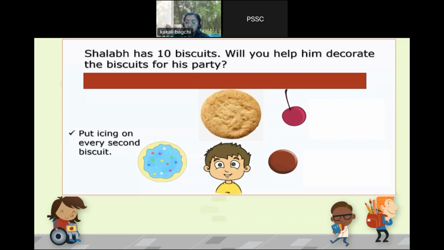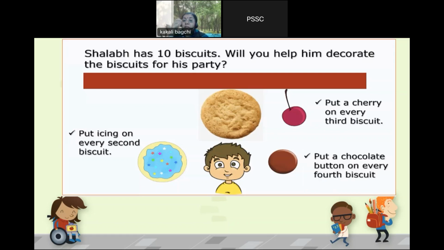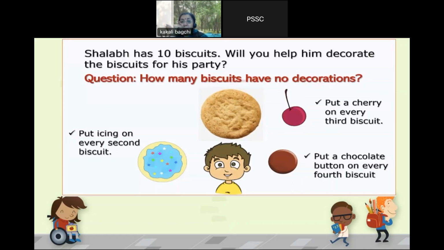Now, ask them, put a cherry on every third biscuit. Put a cherry on every third biscuit. So on which biscuit will the cherry come? 3, 6, 9. Multiple of 3. Put a chocolate button on every fourth biscuit. Where will it come? 4 and 8. How many biscuits have no decoration?